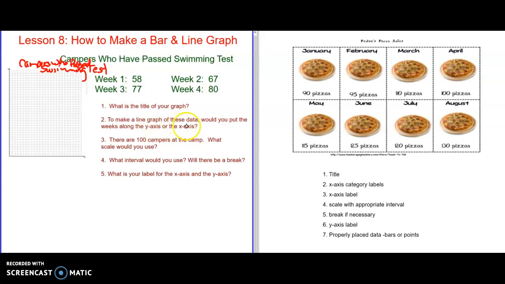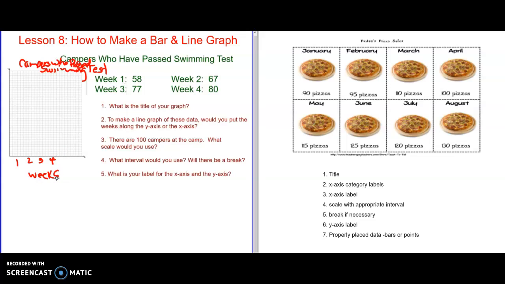To make this line graph, would you put the weeks along the y-axis or the x-axis? So would you be writing week 1, week 2, week 3 along the x or the y? Hopefully you remember from yesterday's lesson that type of information goes along our x. So down here at the bottom, and this is pretty small, week 1, week 2, week 3, and week 4, and then my label would be weeks.